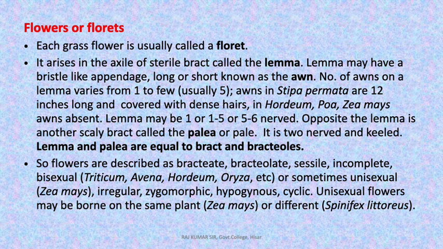Opposite the lemma is another scaly bract called the palea or the pale. It is 2 nerved and keeled. Lemma and palea are equivalent to bract and bracteoles. So the flower can be described as bracteate, bracteolate, sessile, incomplete, bisexual as in Triticum, Avena, Hordeum and Oryza, or sometimes unisexual as in Zea mays, irregular, zygomorphic, hypogynous, cyclic. Unisexual flowers may be borne on the same plant as in Zea mays or on different plants, as in Spinifex littoreus.